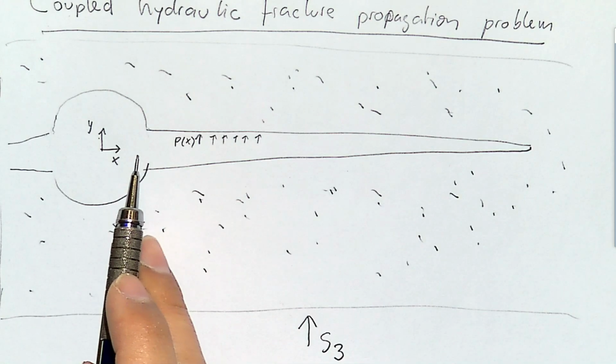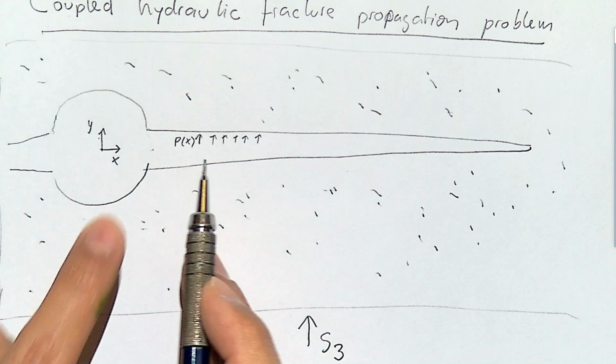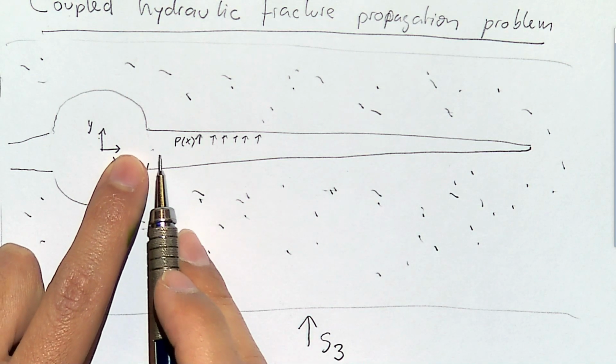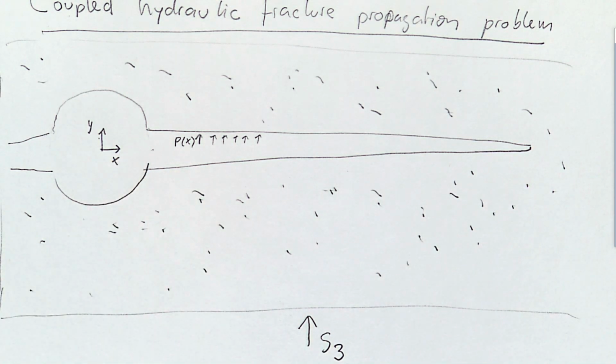It's not going to be the same pressure here as at the tip of the fracture, because we have fluid that moves from the wellbore to the tip. So there is going to be a gradient of pressure. The rock, we can assume it as an elastic medium.